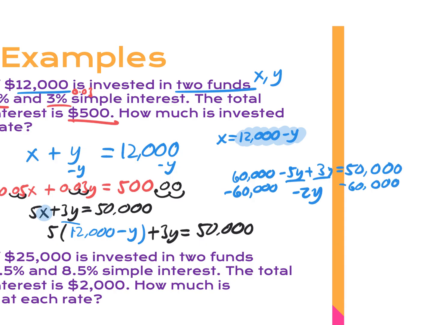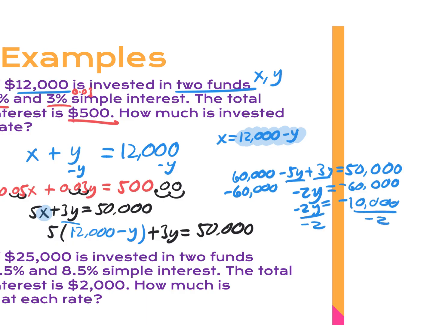All right, so I get negative 2y equals 50,000 minus 60,000. Combine these, that's going to get you negative 10,000. All right, so I might write this a little bit better. So negative 2y equals negative 10,000. And then you can divide both sides by negative 2.